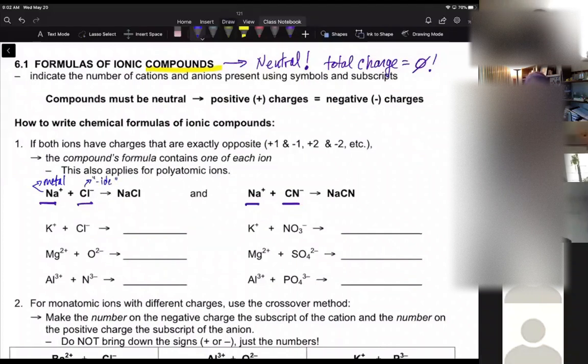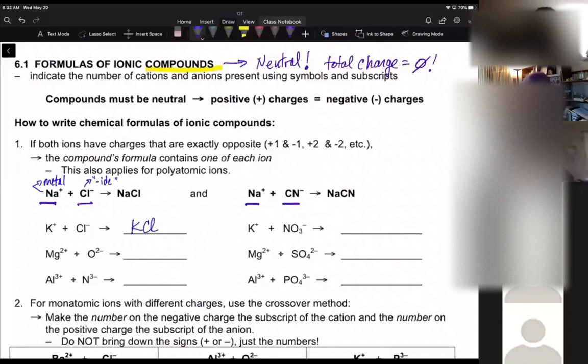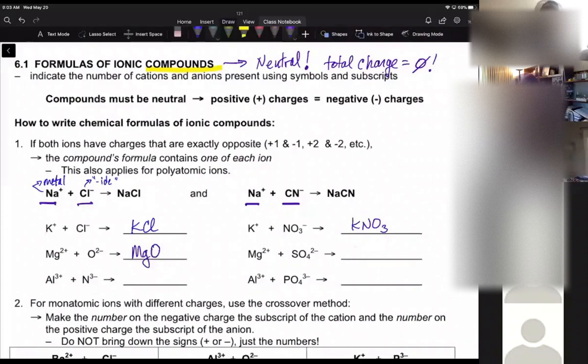So that would be sodium chloride. KCl, it's a 1 plus and a 1 minus, so there's just one of each of them, and that is potassium chloride. So go ahead and fill those out. It works the same way with polyatomic ions. So we'll just name the two ions: potassium nitrate. Remember, the -ate means it's negative with oxygen. Magnesium oxide. Magnesium sulfate.